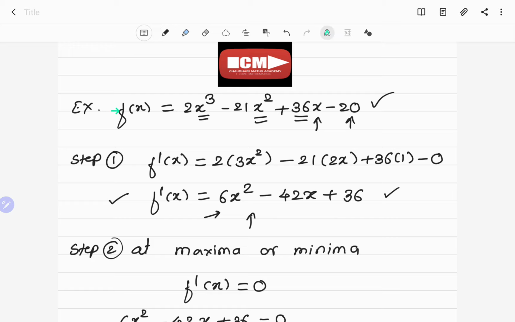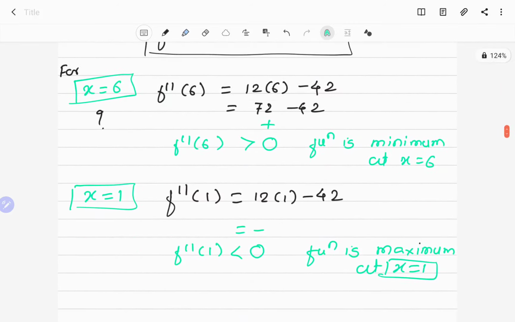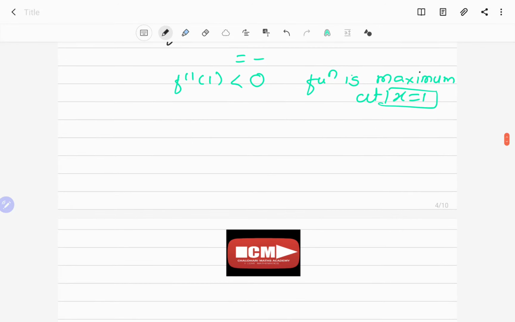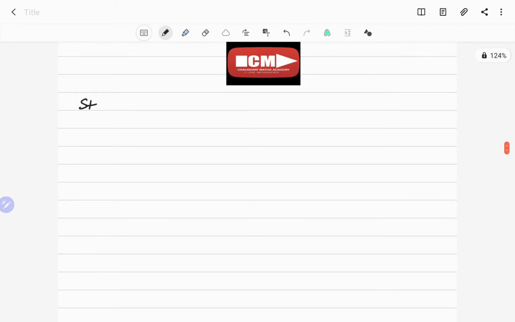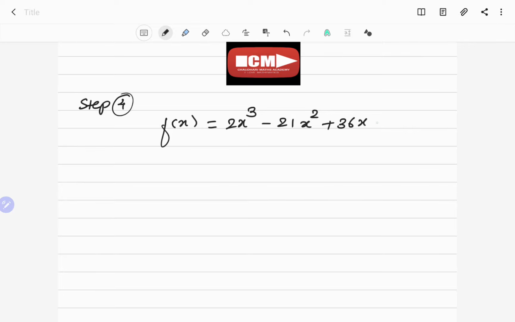So right, this is the given function, and we want the maximum and minimum value of this function. So let's start with this given function. Here I am mentioning this as step number 4. So let's start with the given function. The given function was, I think, 2x cube minus 21x square plus 36x minus 20. This one was the given function.